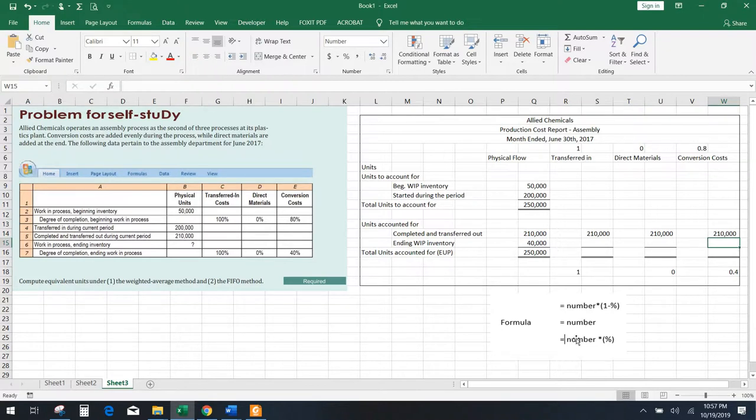Then you compute the bottom number using the bottom percentage in the same way. Following the formula, it equals the number multiplied times the percentage, equals the number multiplied times the percentage, equals the number multiplied times the percentage, and that gives us our equivalent units for each one.